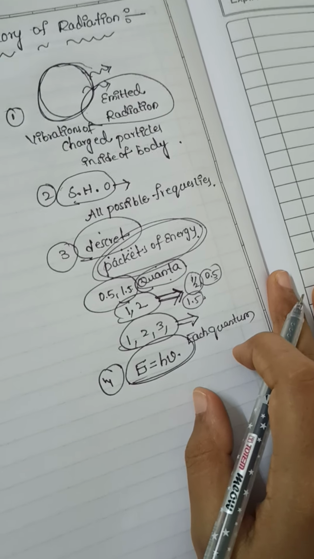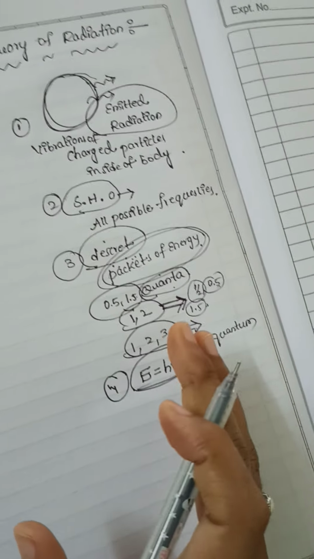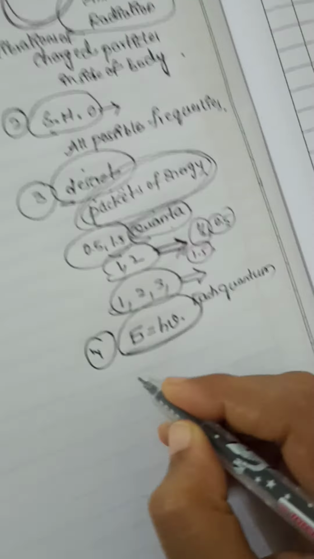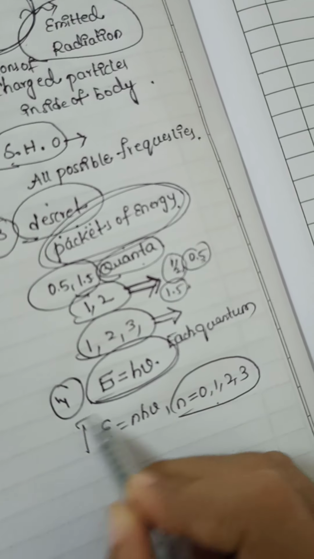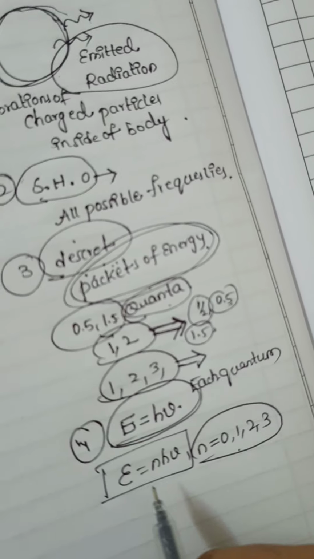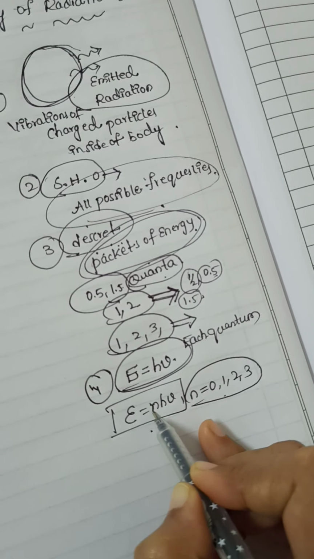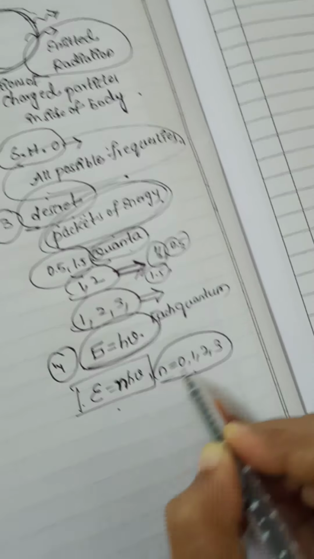But already we know that for an oscillator of frequency nu, the possible values of energy are E equals n h nu, where n starts with 0, 1, 2, 3, all the integer values. There are many possible frequencies according to Planck, so that is why he introduced the value n. E equals n h nu, where n may be 0, 1, 2, and so on up to infinity.